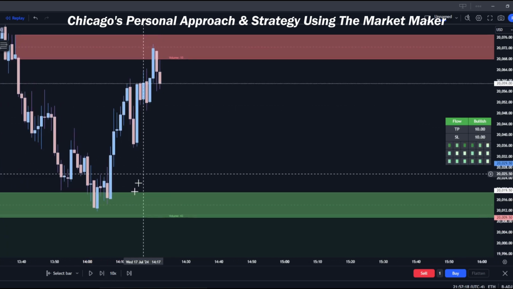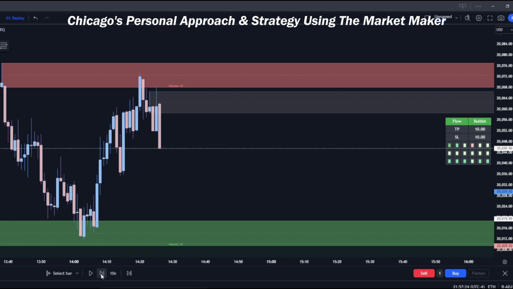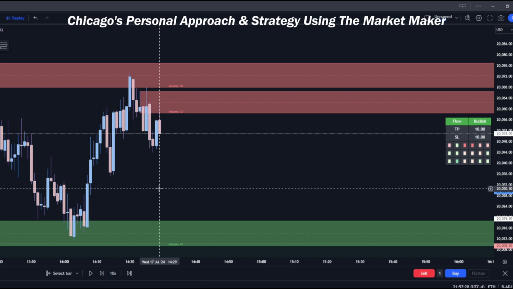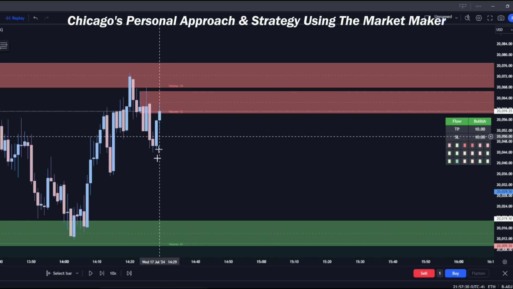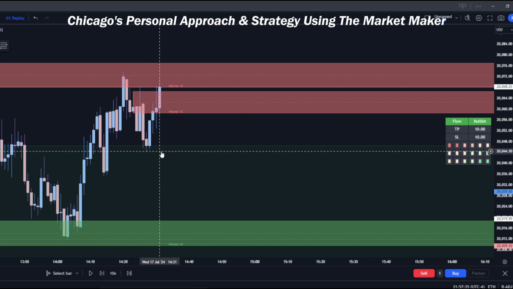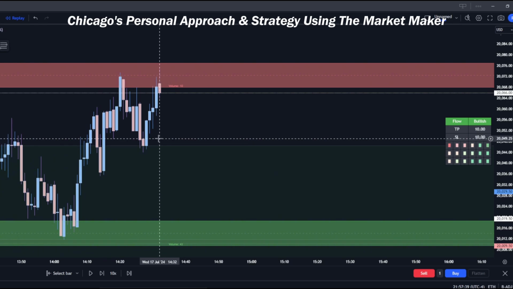Okay, I don't like that. Still strong displacement. You test this zone. I thought that was going to close bearish. We didn't. Close here. Okay, so I like this.